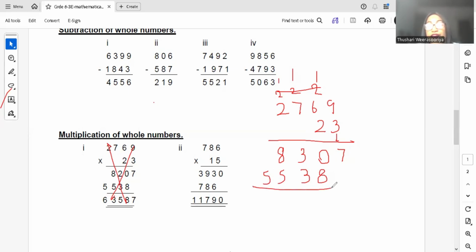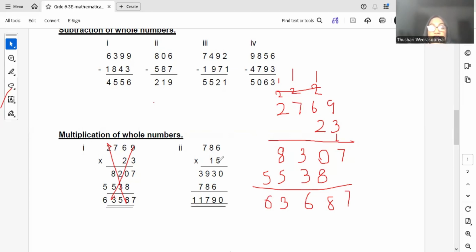Then you add these. 7, 8, 6, 8 plus 5 is 13. 1 is remaining. 6. That's how you get the long multiplication answer. I assume you can understand this lesson very well. The multiplication part is easy for you. It's clear for you.